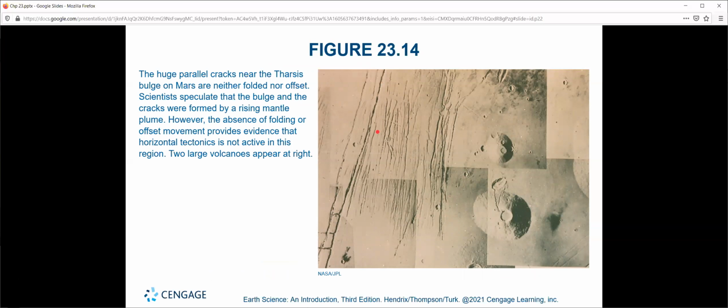We can look at these older pictures of Mars, and we can see these huge parallel cracks near the Tharsis Bulge where Olympus Mons resides. They're neither folded nor offset. That's interesting, right? How do you get these cracks on some place like Mars? Scientists have speculated that the bulge and the cracks were formed by the rising mantle plume that is Olympus Mons. However, the absence of folding or offset movement provides evidence that the horizontal tectonics may not be active in the region. Lots of ongoing questions.